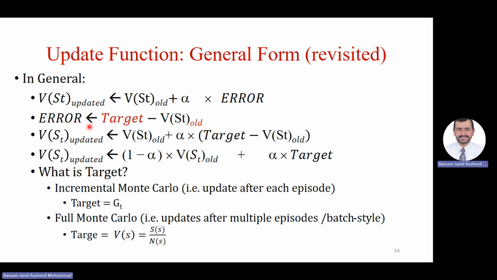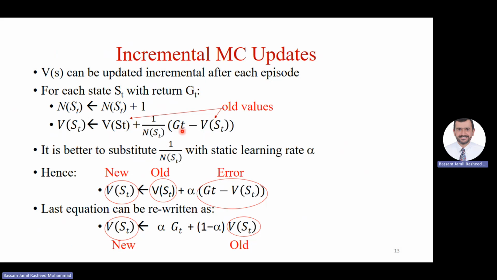Now, what is the deal about the target here, and how do I replace it? In general, we say that V(S), the updated state value, equals the old one plus alpha times the error. And we stated that the error equals the target minus the old V(St). Now, what is the target here? Well, if you are doing incremental Monte Carlo, it is the total discounted return, much like we have shown here.